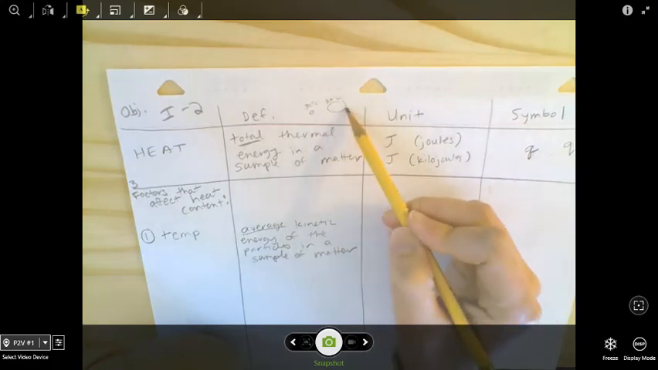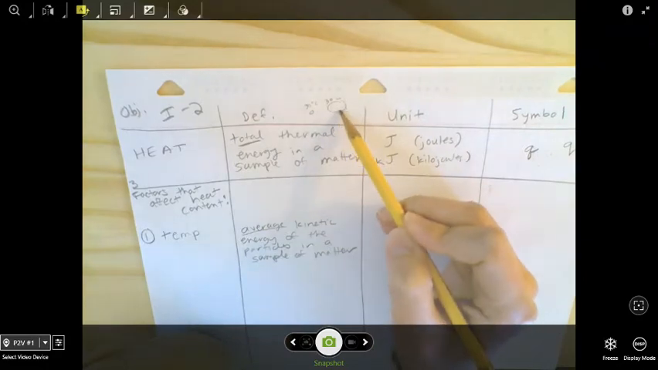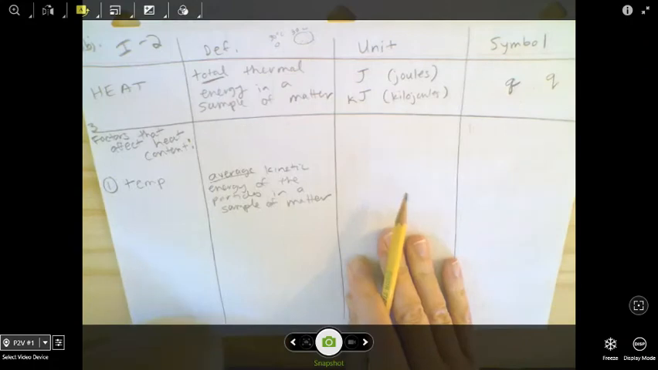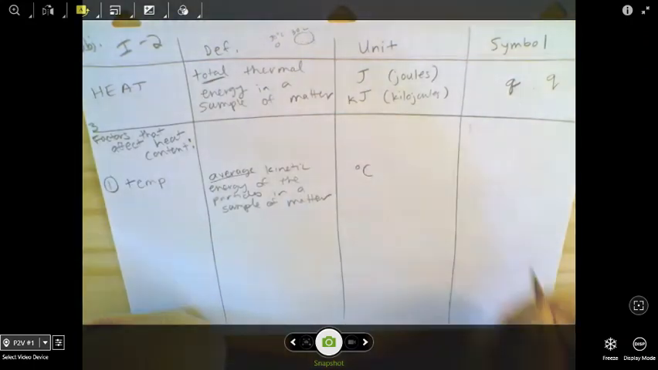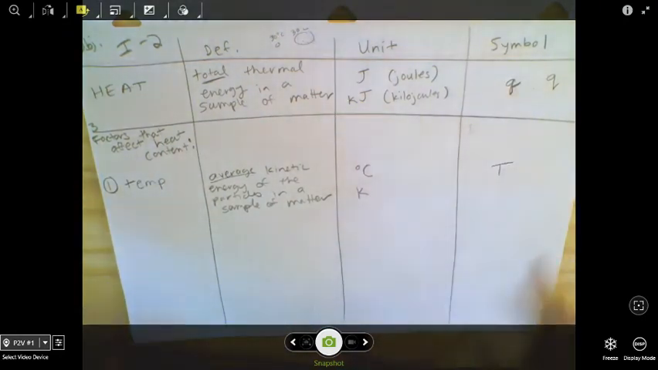Their particles are moving at the same average speed. They have the same temperature. But this one has more total heat just because it has more total particles moving at that speed. The unit we use for temperature is usually degrees Celsius. Sometimes we use Kelvin as well. The symbol we use for temperature is a capital T. That one makes sense.